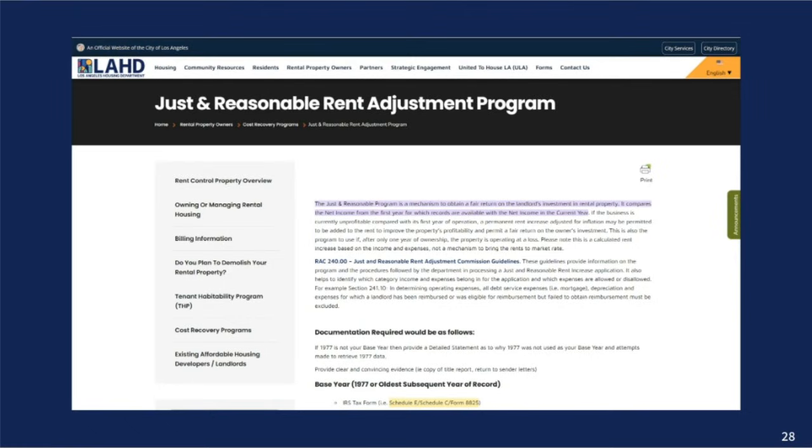This is our Just and Reasonable page on our website. On there, you'll find additional information, including the application and the RAC regulation governing the program.